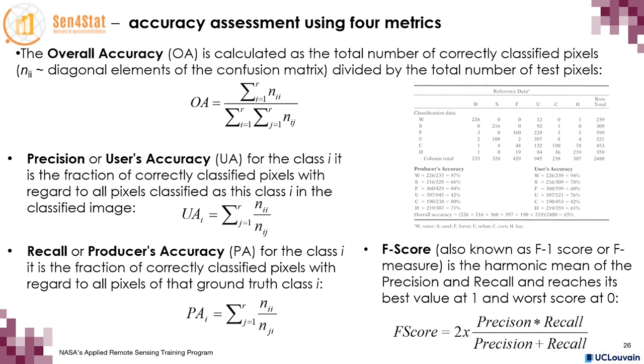The combination of precision and recall, or of user accuracy and producer accuracy, allows to compute a single metric, which is very interesting for each class, named F-score. The F-score is the harmonic mean of the precision and recall and will vary from 1 to 0, 1 being the best score. F-score is a very nice metric because it is a synthetic metric which refers to each class separately.